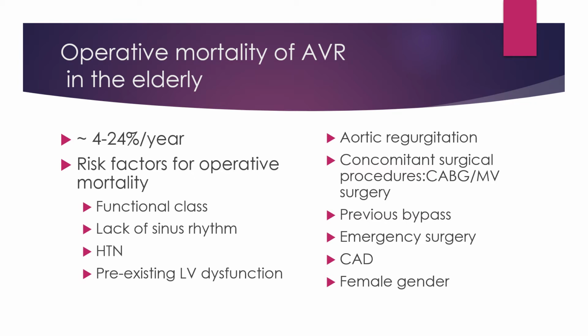Operative mortality of AVR in the elderly is 4 to 24 percent per year. Risk factors for operative mortality are functional class, lack of sinus rhythm, hypertension, pre-existing LV function, aortic regurgitation, concomitant surgical procedures such as CABG or MV surgery, previous bypass, emergency surgery, coronary artery disease, and female gender.